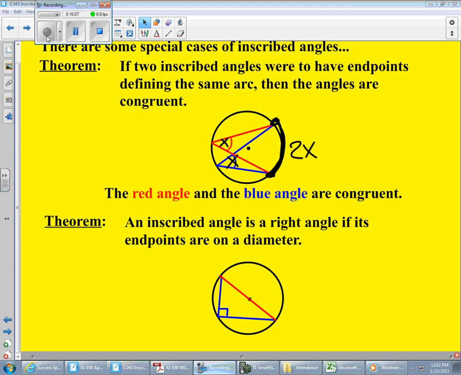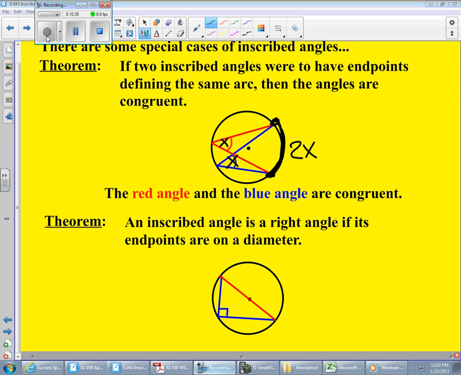Let's assume for a moment that we do not know that the blue angle is a right angle. We don't have this theorem telling us it's true. But we do know that this red line segment coming across the circle is a diameter. How do we know it's a diameter? Well, it passes through the center point of the circle. So we have a diameter, and we have this blue angle which is reaching out and grabbing hold of the ends of the diameter.